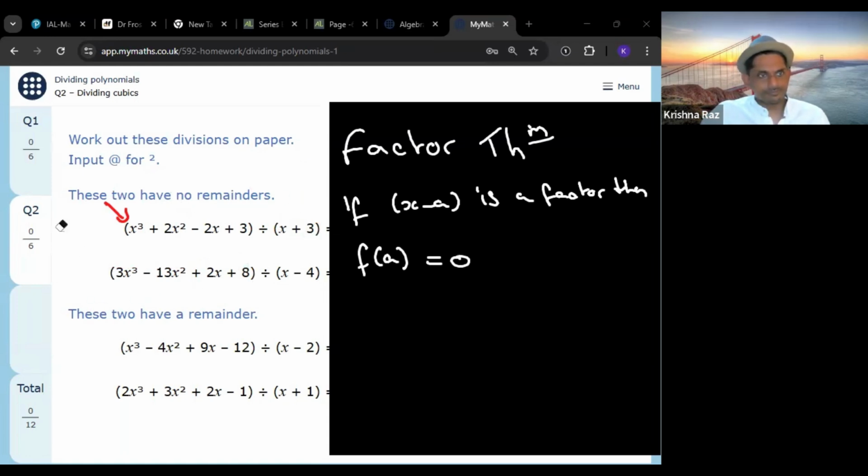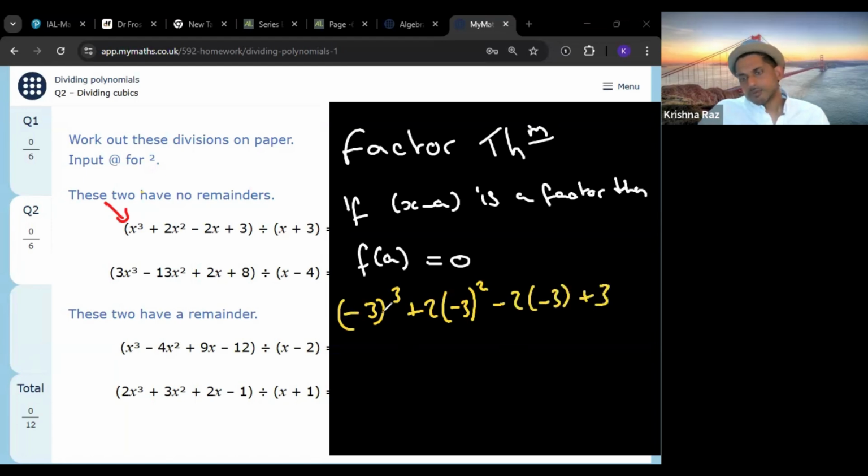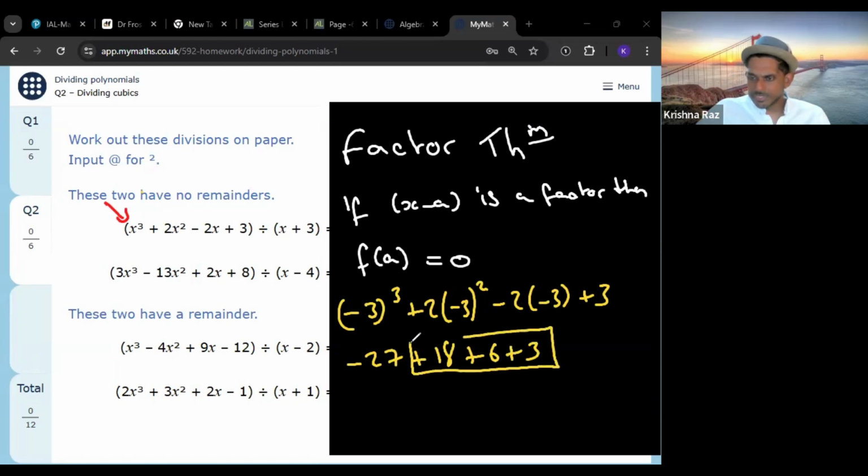So the first one, we have negative 3 cubed plus 2 times negative 3 squared minus 2 times negative 3 plus 3. Well, negative 3 cubed is negative 27. Plus negative 3 squared is 9, times 2 is 18. Minus 2 times minus 3 is plus 6, plus 3. Well, that equals 0. Factor theorem worked. Let's try out the second one.